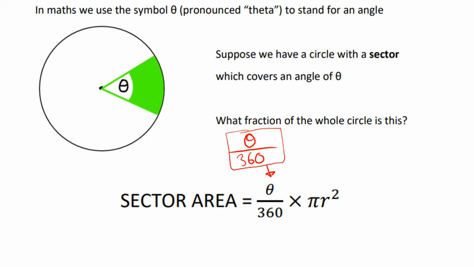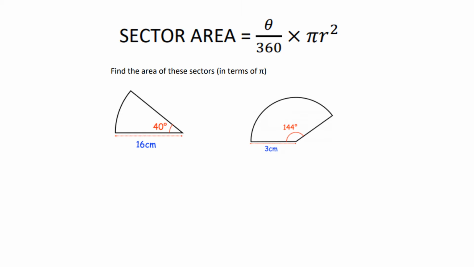So we're going to now look at trying to apply that. Let's start off with some relatively non-calculator cases. We want to give these answers in terms of pi. So area is equal to theta over 360 times pi r squared. Let's fill in the bits we know. We know theta is 40 in this first example. 360 is obviously not going to change. Times pi. And then what's the radius of this circle?